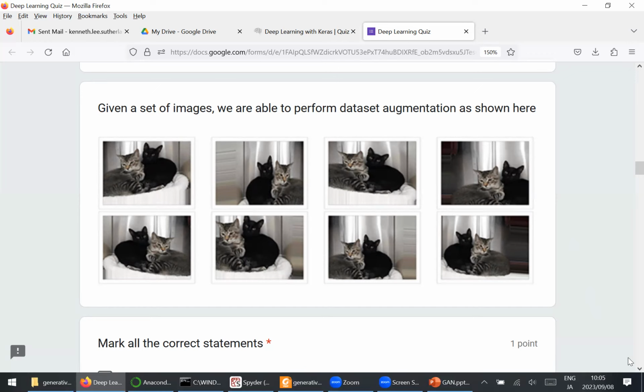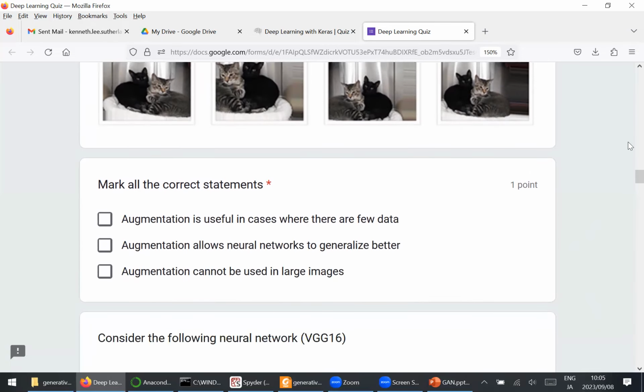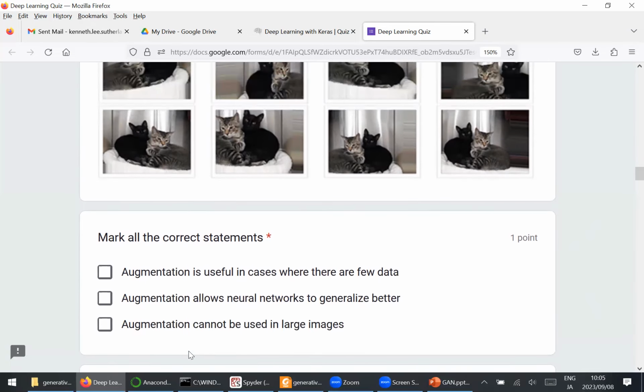Okay. So given a set of images, we are able to perform data set augmentation as shown here. Mark all the correct statements. Augmentation is useful in cases where there is little data. Yeah. Augmentation allows neural networks to generalize better. That's true. Augmentation cannot be used on large images. That is not true, I would say.